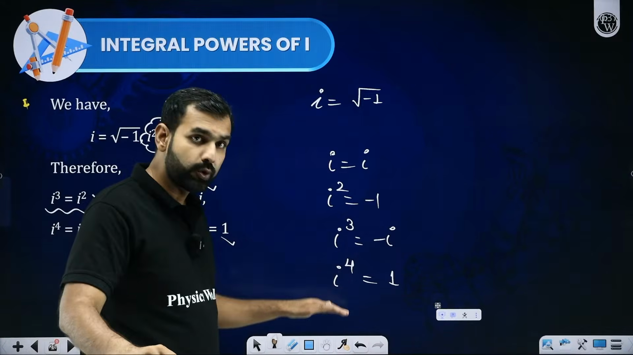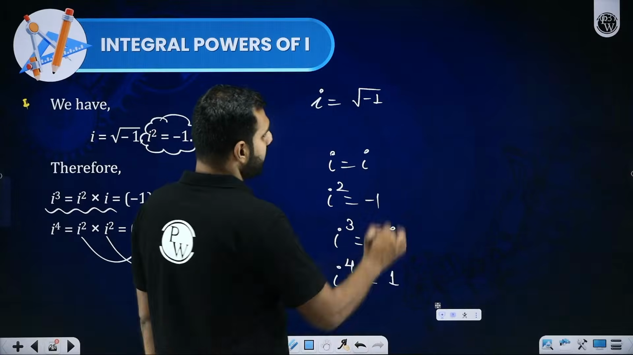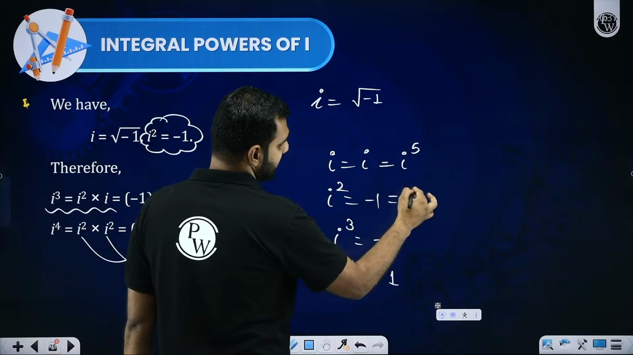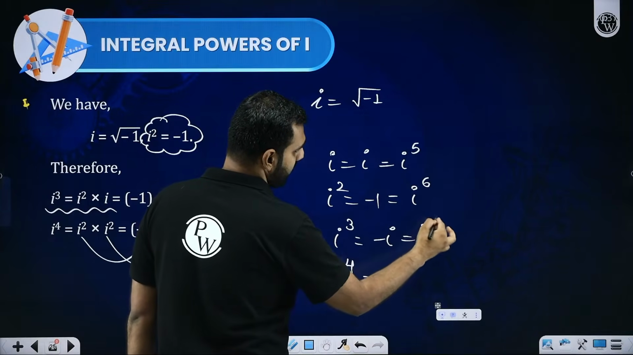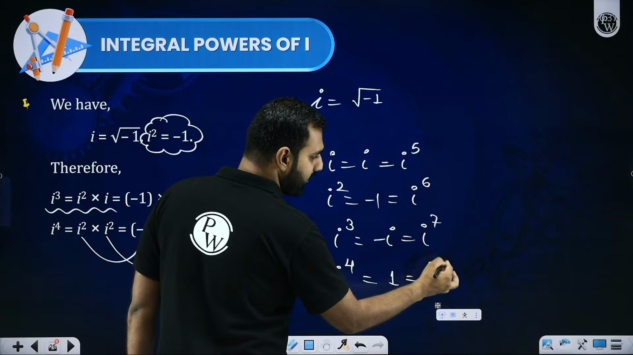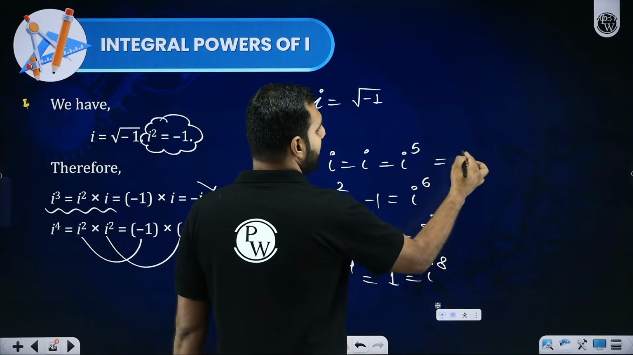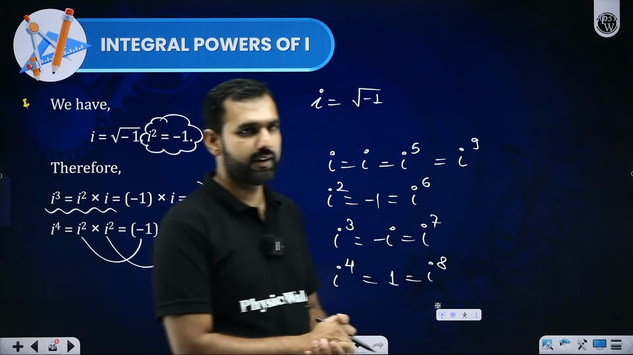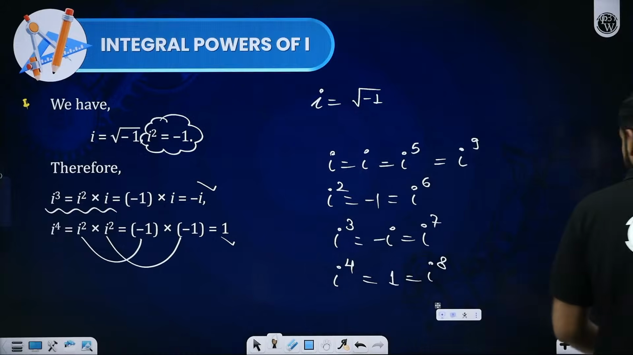If you wish to find iota to the power 5, it will be iota. Iota to the power 6 will be minus 1. Iota to the power 7 will be minus iota. And iota to the power 8 will again be 1. Which means again, if I ask you iota to the power 9, it will be iota, and so on. Did you all understand the pattern? Did you all see the pattern?